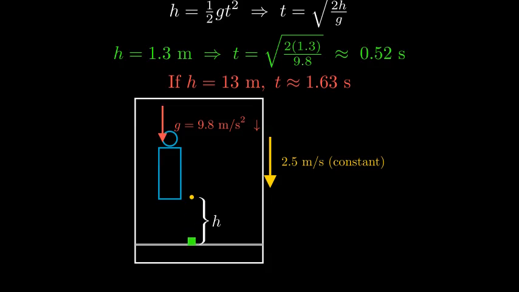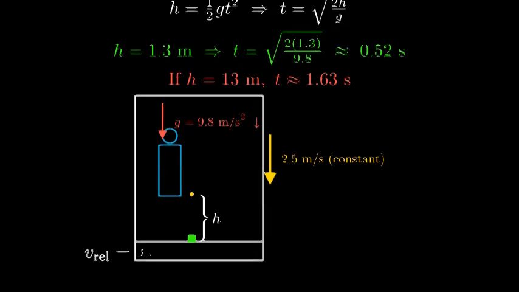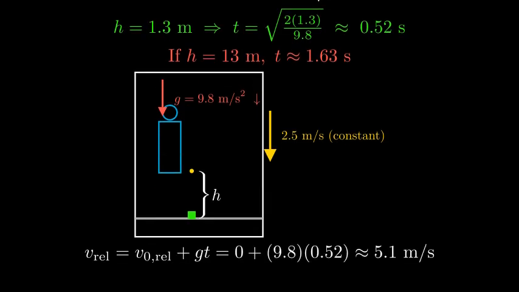Part B. The speed relative to you at impact comes from v equals g t when the initial relative velocity is 0. Using t equals 0.52 seconds, v equals 9.8 times 0.52, which is about 5.1 meters per second, downward relative to you. Let's place that on the diagram.